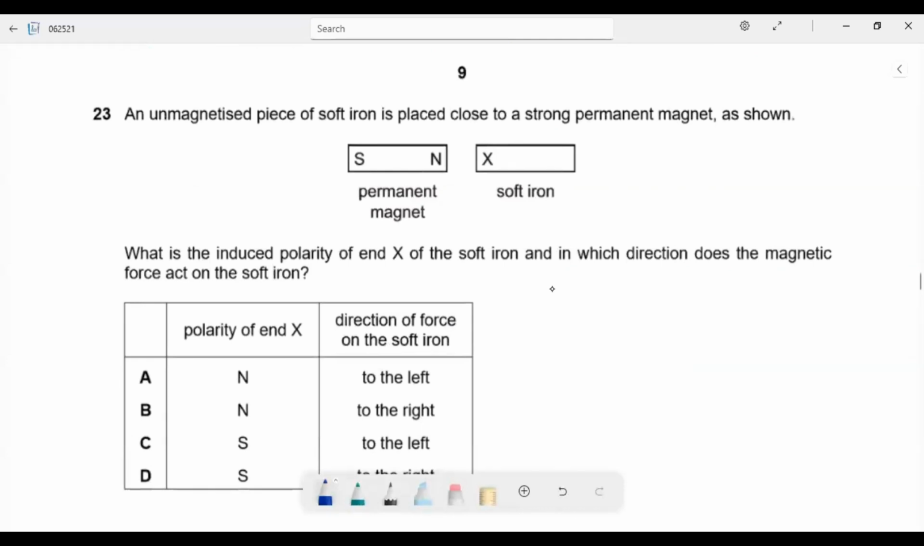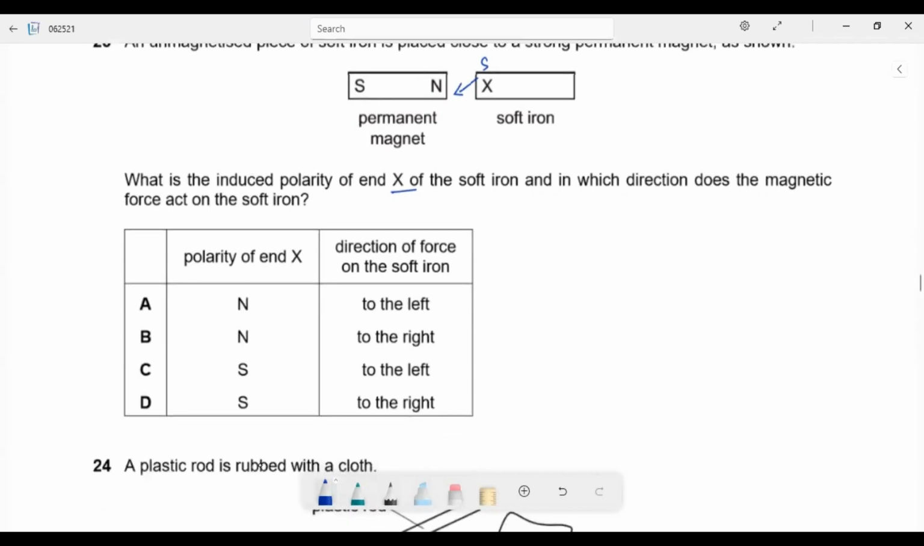Next, an unmagnetized piece of soft iron is placed close to a strong permanent magnet as shown. What is the induced polarity at end X of the soft iron? In which direction does the magnetic force on the soft iron act? So always unlike poles attract each other. Here it is north, means this will be south and it will be attracted towards this north. So the right answer is south towards the left. So C is the right answer.